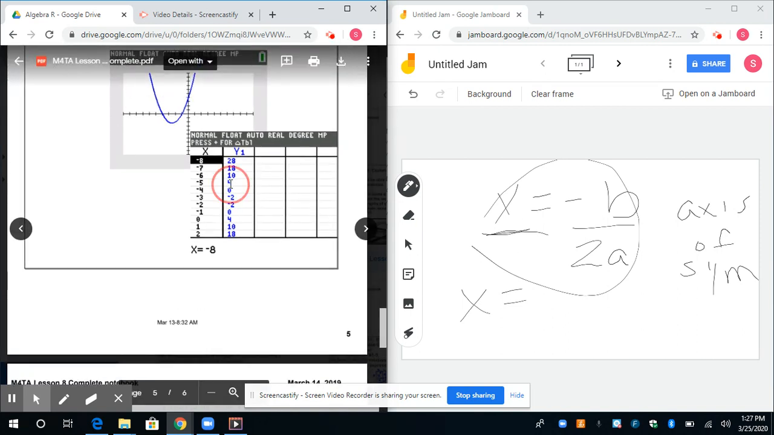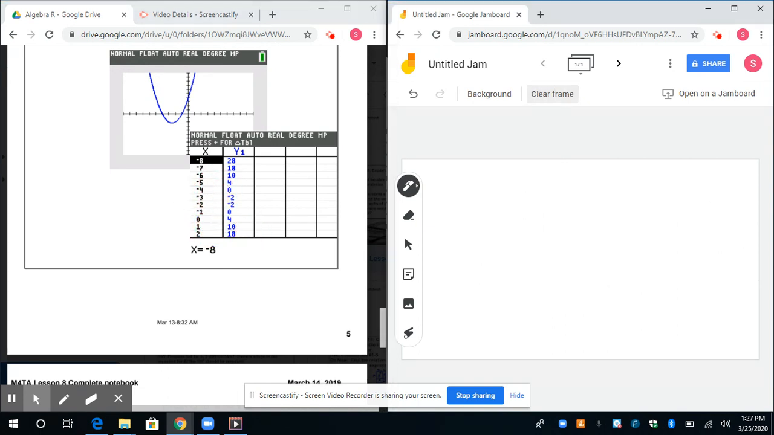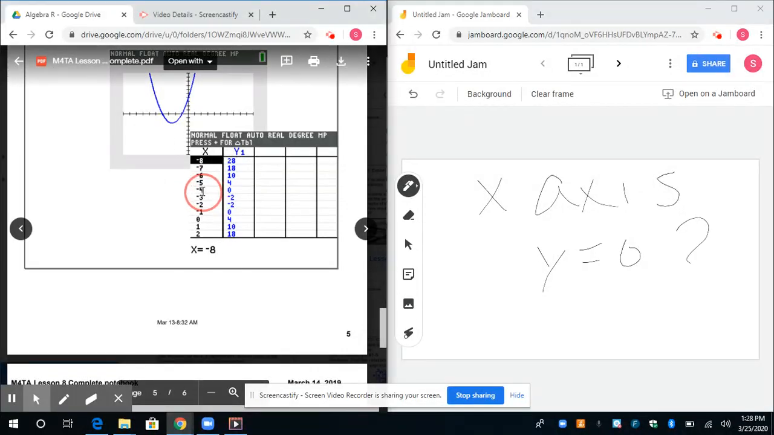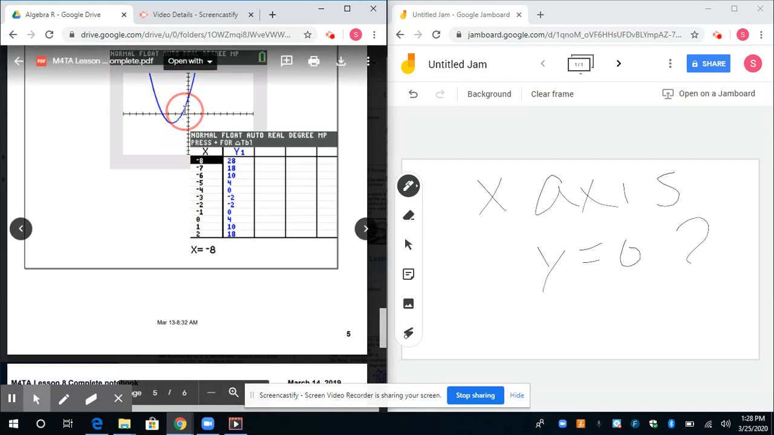If you look at this chart, what are the two values that hit the x-axis? How do you know? If I'm talking about where it's hitting the x-axis, that means y has to be 0. So where is y equal to 0, where it's hitting the x-axis? Negative 4 and negative 1. So that is actually the solutions to this quadratic.